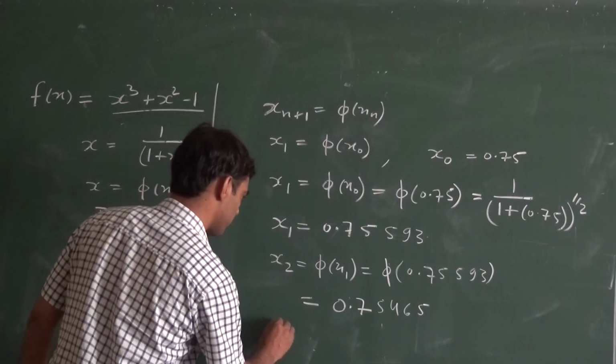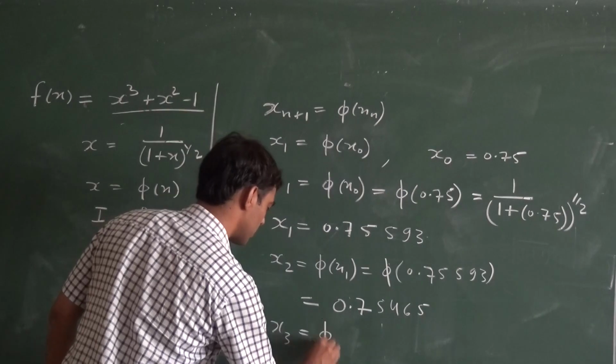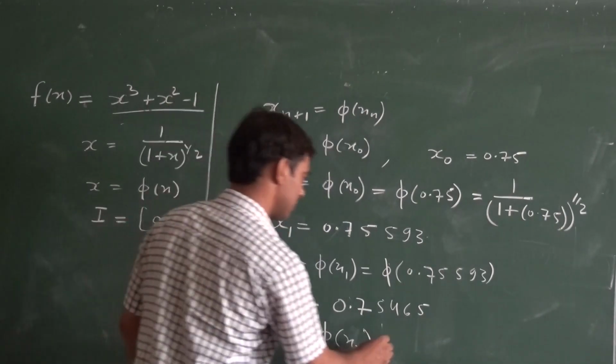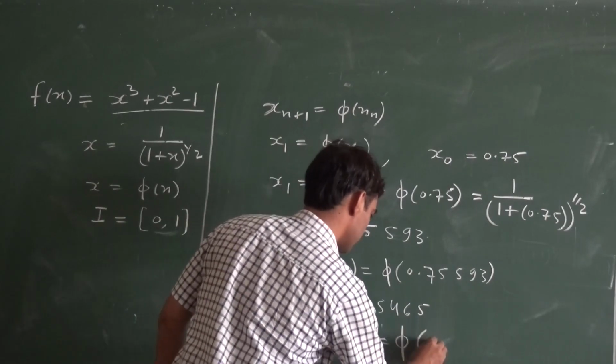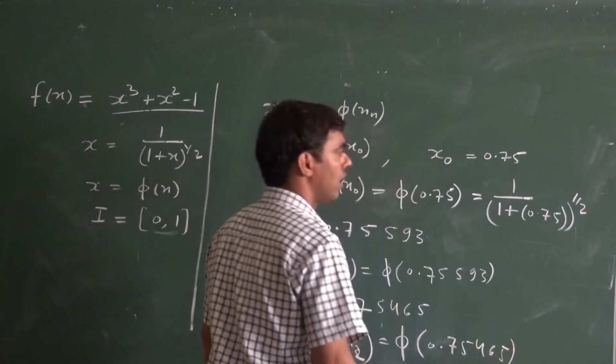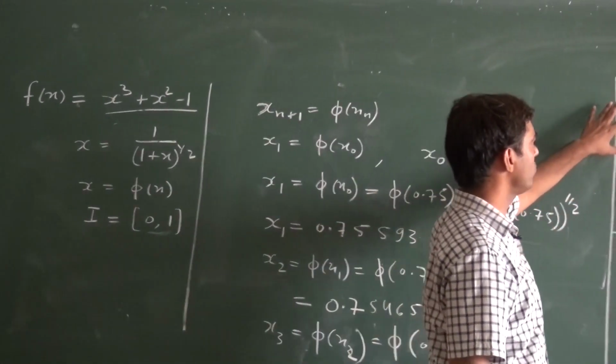Here 0.75465. Similarly, we find x3. x3 equal what? x3 is phi x2. And this one equal what? Phi 0.75465. Here we noted down the values of what?